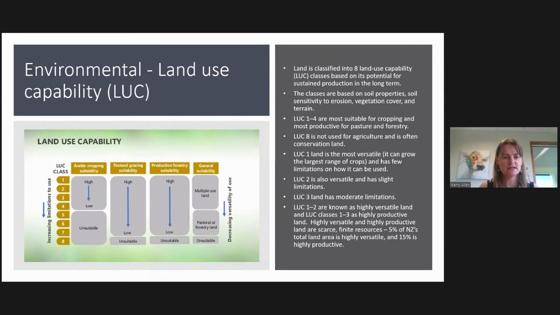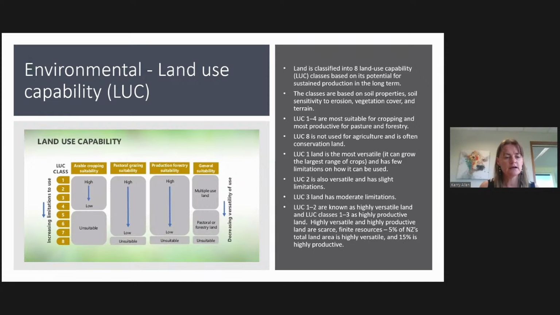Okay, and you can see there that they all start high in the grey boxes. And we've categorized them into arable cropping, pastoral grazing, production forestry, and then into general suitability. Okay, so this land is highly sought after and wanted to grow primary products on.